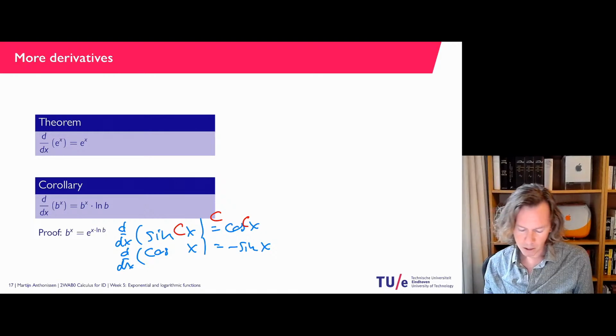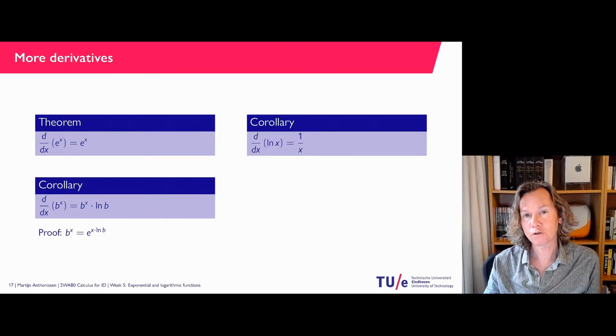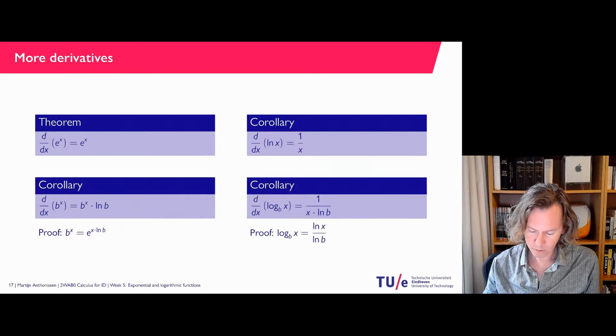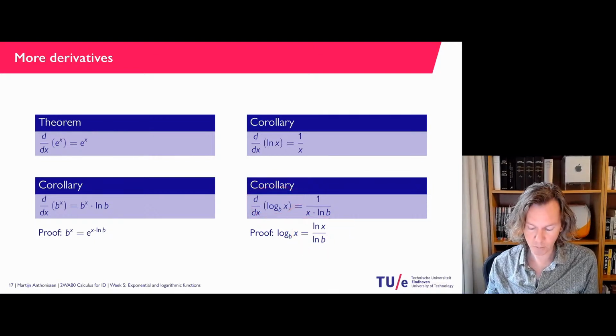Now, the ln is the inverse, and if you use that rule, then you see that the derivative of the natural logarithm is 1 over x. If you have a general logarithm, you can rewrite that in terms of ln x, but again you get a funny constant here.